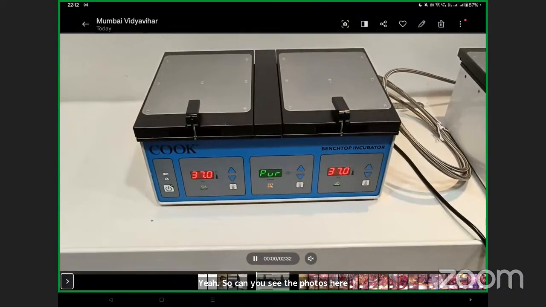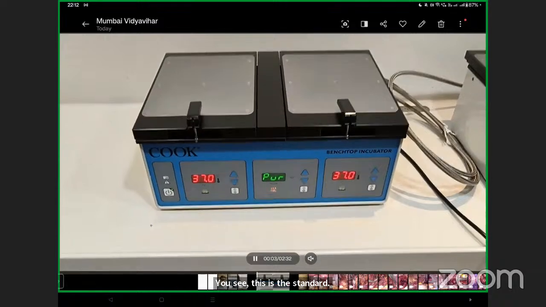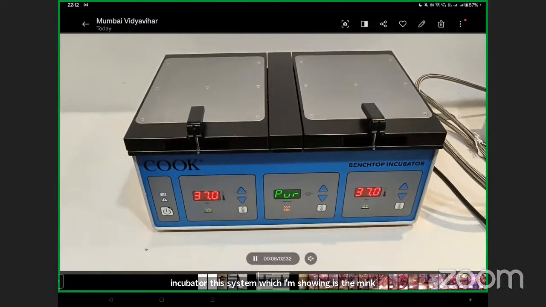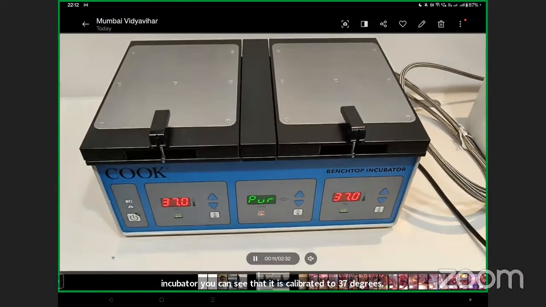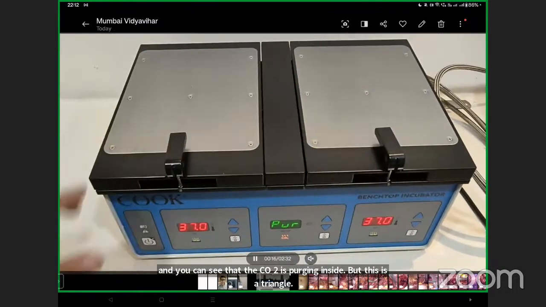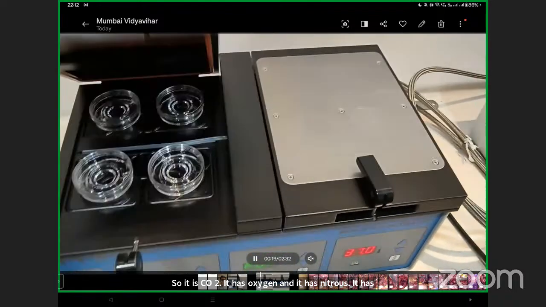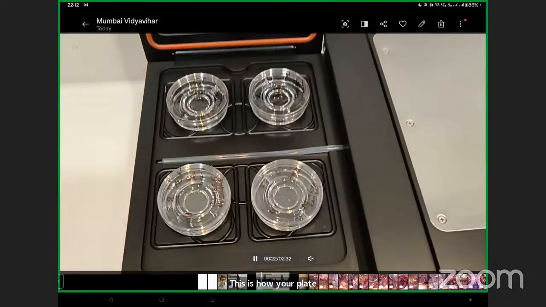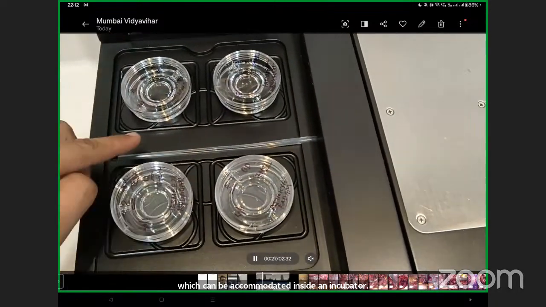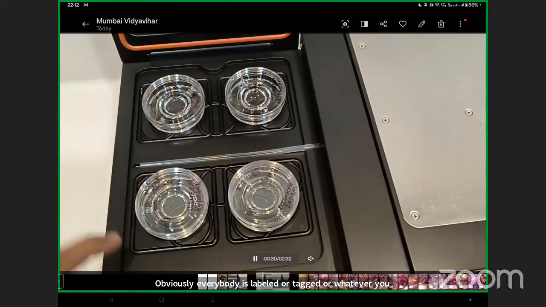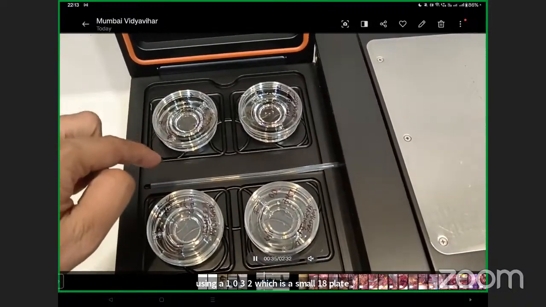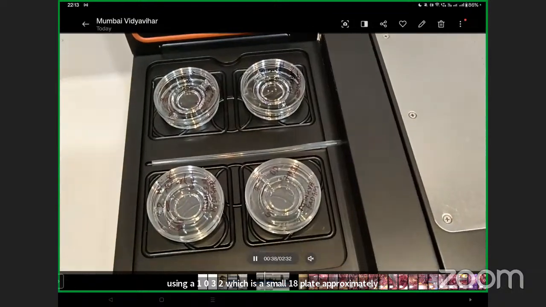So see, this is the standard benchtop incubator. This system which I'm showing is a Mink incubator. You can see that it is calibrated at 37 degrees, and you can see that the CO2 is purging inside. But this is a tri gas, so it has CO2, it has oxygen, and it has nitrogen. It has all the three things. This is how your plate opens. You have four center well dishes which can be accommodated inside an incubator. Obviously, everything is labeled or tagged. And you have these smaller plates also. If you are using a 1032, which is a small 18 millimeter plate, approximately six such plates, or five such plates, can be accommodated on a single side.